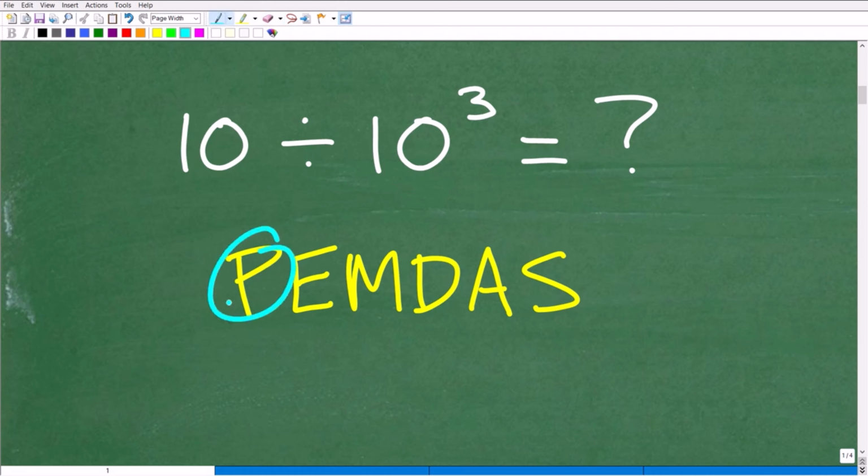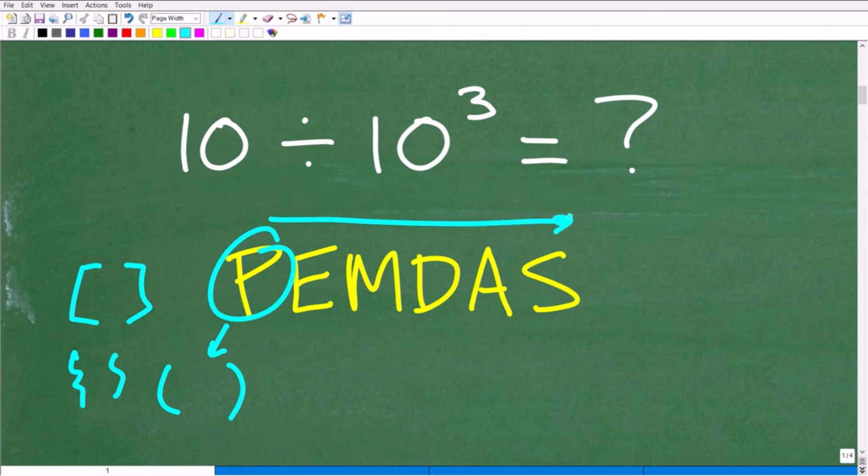So the P stands for parentheses. So if you see any parentheses, or technically what we call a grouping symbol, like brackets or squiggly brackets, we're going to go to that first, okay? Now there's more on this, and I'll leave that for other math videos on my channel or in my math courses, but you really want to practice much more challenging order of operation problems. So you're going to look for any parentheses. In this particular problem, we have no parentheses, so we can move on, all right? So we're working this checklist from left to right.